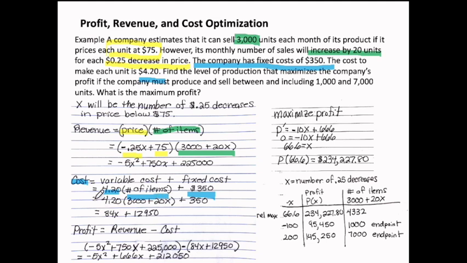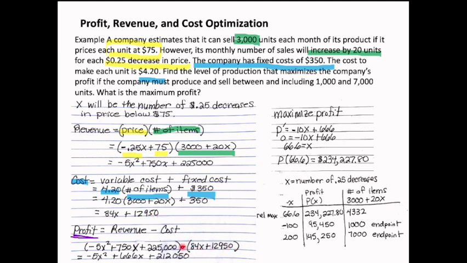Now, when we simplify this, we'll have to distribute the 4.20 and then combine like terms. And when we do that, we get 84 times x plus 12,950. So now to find the profit, we need to find the revenue, which was what we found right here. So that's negative 5x squared plus 750x plus 225,000. That's this, and then we have to subtract the cost. And we found the cost function was 84x plus 12,950. So that goes in here.